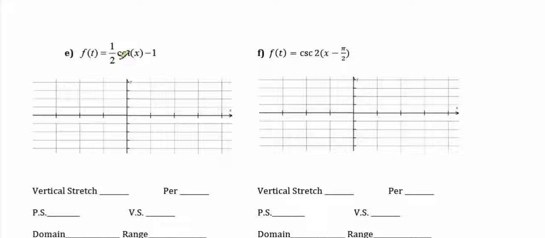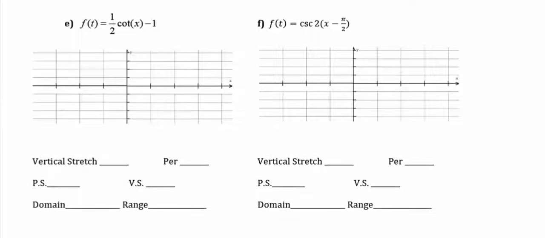Next, if I'm graphing f of t equals 1/2 cotangent of x minus 1, let's first talk about what the transformations are. So the vertical stretch is 1/2. My period doesn't change, so that's going to be pi. My phase shift, there is none. And my graph is being shifted down 1 unit. We'll talk about domain and range once we sketch the graph.